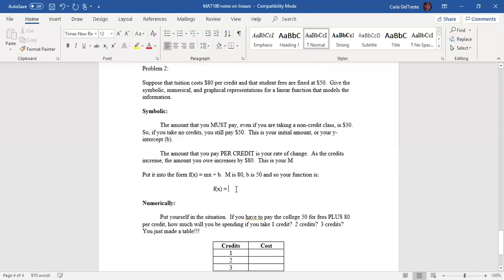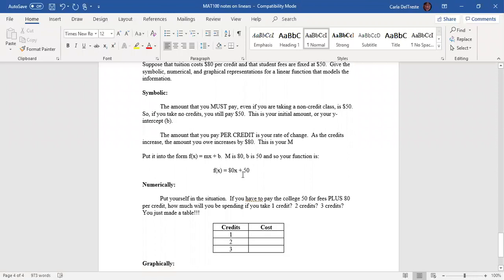So that tells me that the formula for how much it's going to cost me at the school, depending on the number of credits I take, is 80x plus 50. Now let's see if we can do the table. And again, we don't have to use our formula, but now that we have a formula, we could use it if we wanted to. So it's a nice way to check your answer. If I take a 1-credit class, let's think about what I would owe the school. I would owe the school $80 for that 1 credit plus $50. So I'm going to owe the school $130.